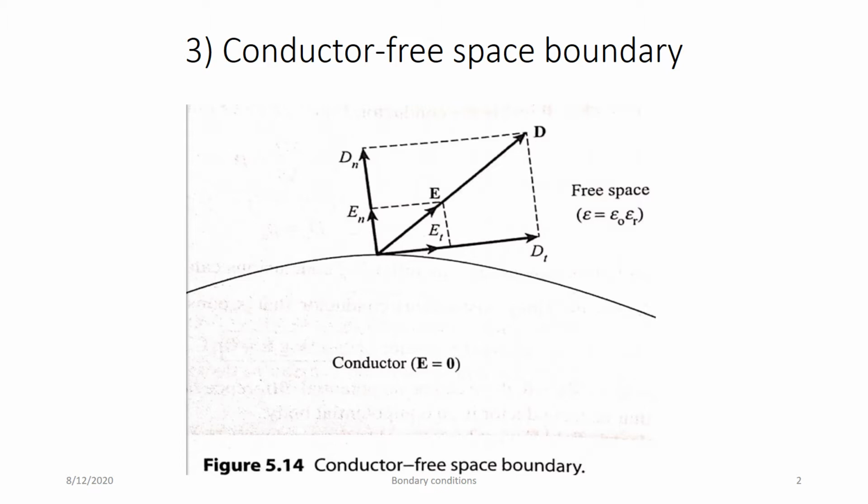So the same thing is done here. The electrical component does not exist in the conductor region. The electrical component is decomposed into two parts, Et and En, and then the equations are written. Here En and Dn are along the same direction, Dt and Et are along the same direction, and accordingly the other vectors are calculated.